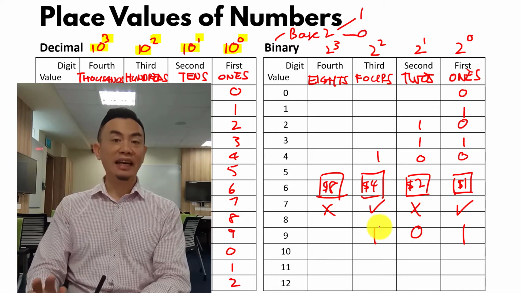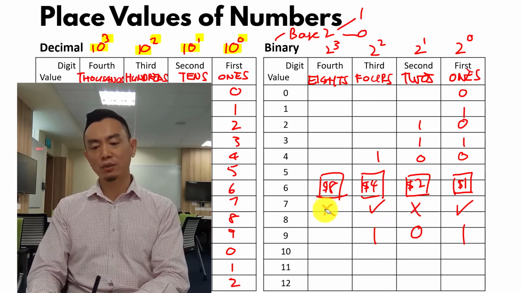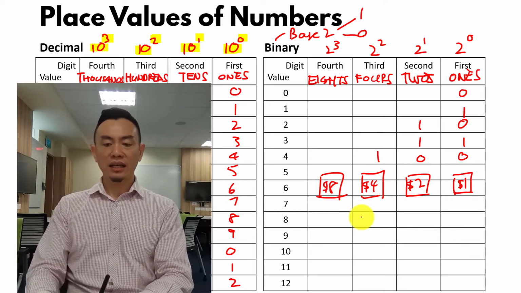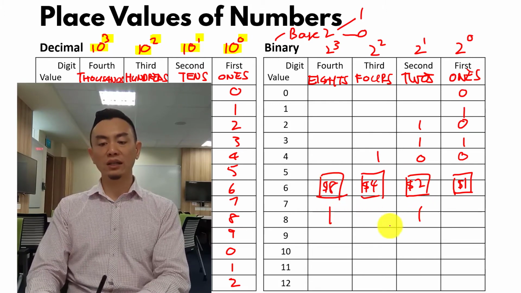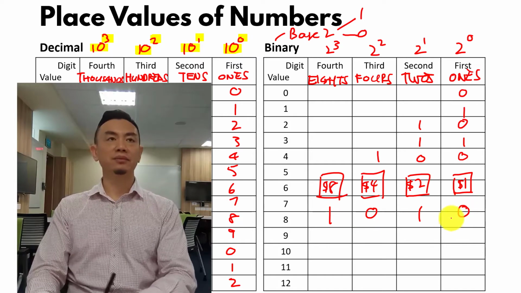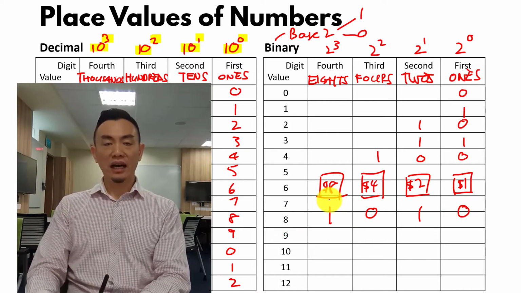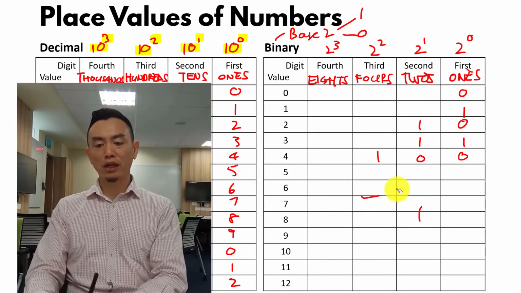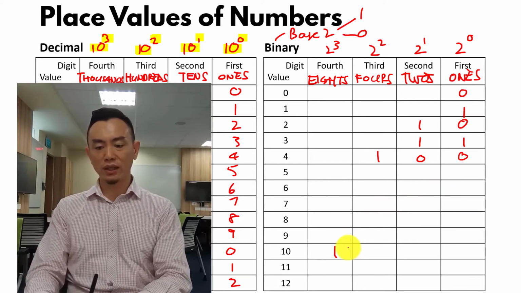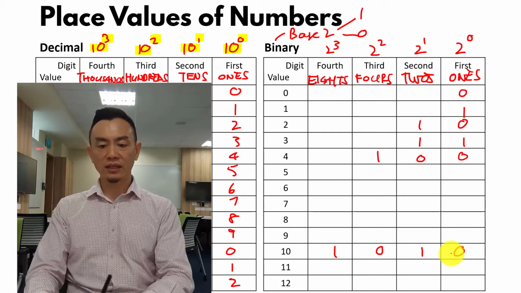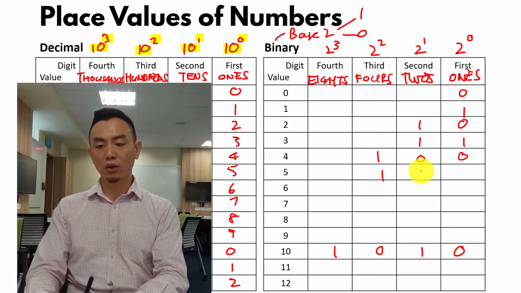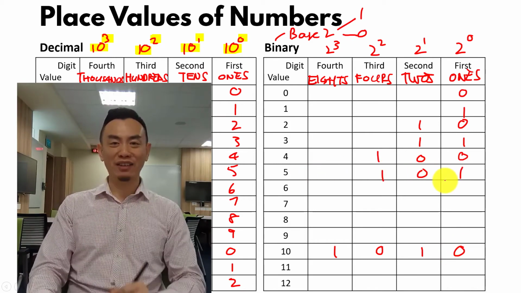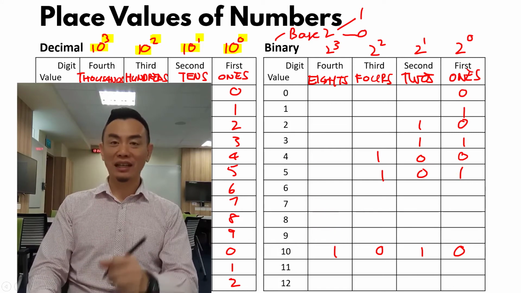How about say $10 then? $10, when you look at this, is $8 plus $2, right? So you have one $8, you have one $2, you don't use 4, you don't use 1. And so there you have it. 1010 is $10. If you follow the same logic, 1010 is $10, 5 is 101. Okay, so why don't you give it a try and fill up the rest? Okay, I'm going to leave the answer in the description section.